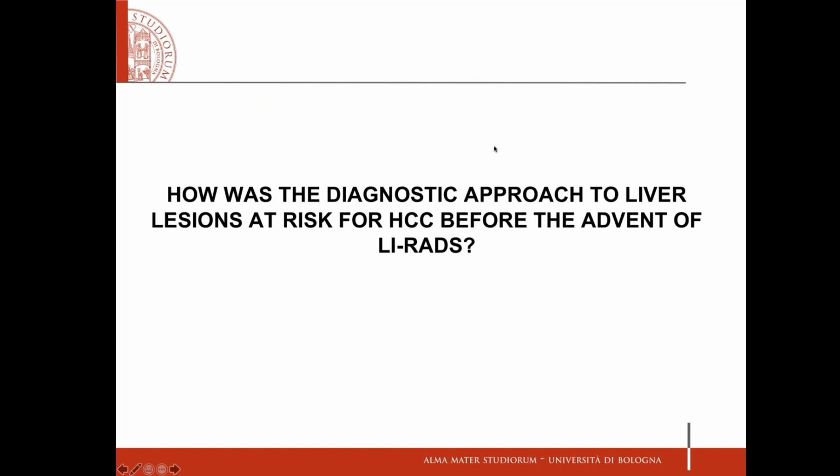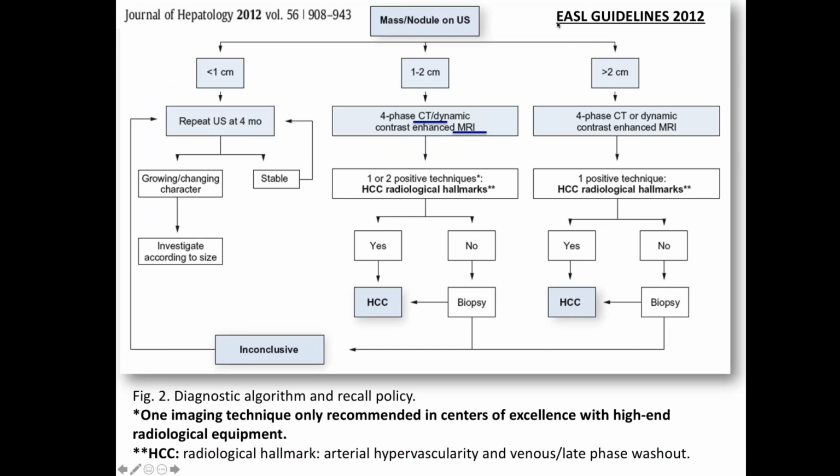So before the advent of LI-RADS, how did we use imaging according to the guidelines to establish a diagnosis in the setting of lesions at risk for HCC? These are the European guidelines of the European Association for the Study of the Liver that are practically identical to the American guidelines at that time. Here we are in 2012, so before LI-RADS. And we had only two alternatives. If CT and MRI, so we don't see CEUS, were able to establish a diagnosis of HCC, then we had an HCC. If it was not typical, it was always mandatory to have a biopsy.